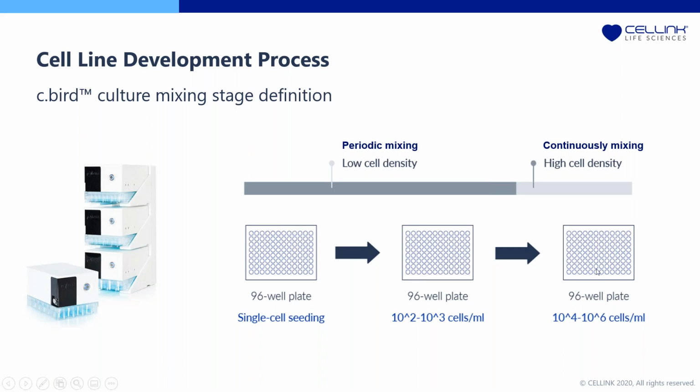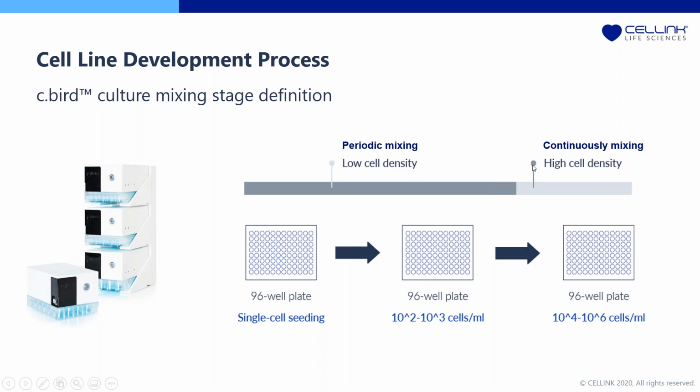While mixing is generally good for cell growth, too much mixing may be detrimental at a very low cell density. For example, from a single cell level to around 1,000 cells per milliliter, we define as a low cell density. Even in this low cell density, we can still offer periodic mixing. For example, every 3 hours, you can mix for only 10 cycles.